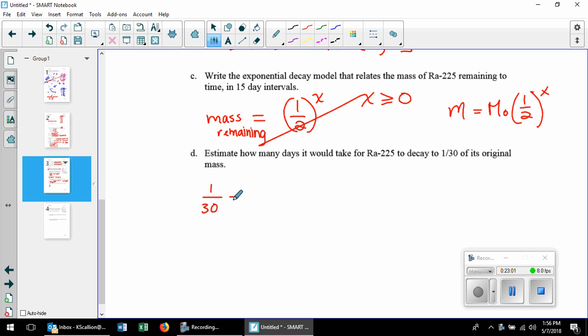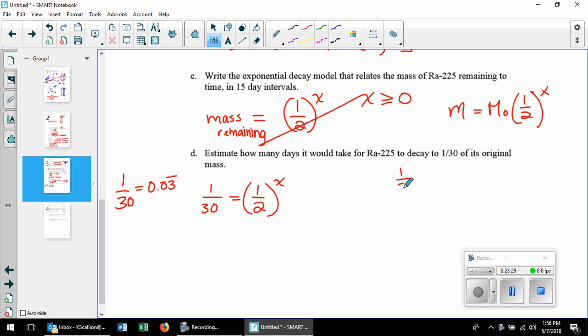So 1/30 equals 1/2 to the exponent x. 1/30, do a little bit of math over here, is 0.03 repeating, right? Yeah, you guys believe me? What you're going to have to do is guessing and checking. I don't like it. There's a way to do it without guessing and checking, but we're baby stepping this.